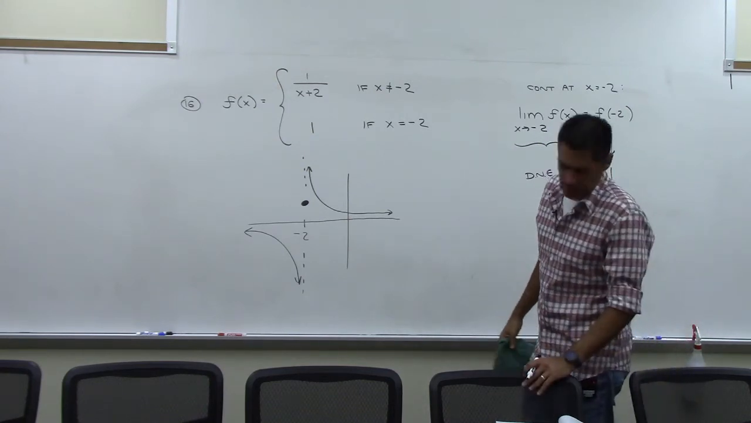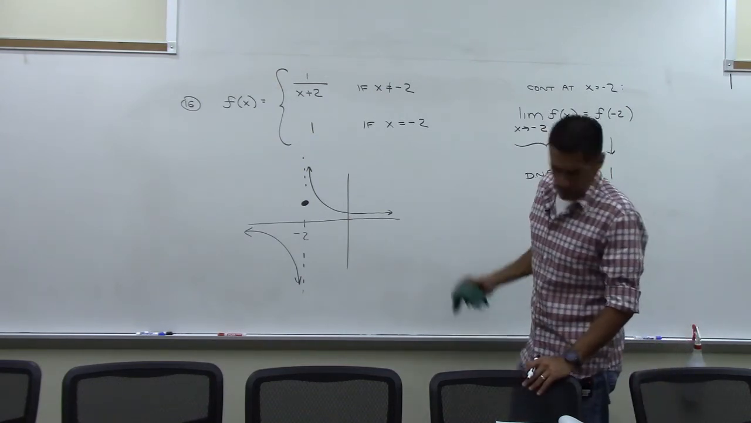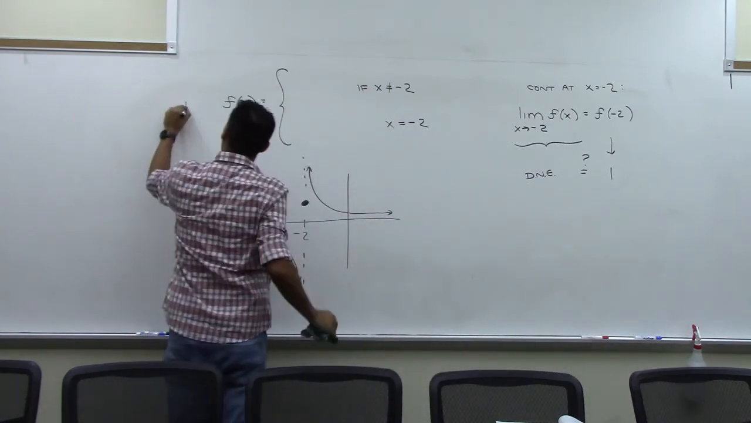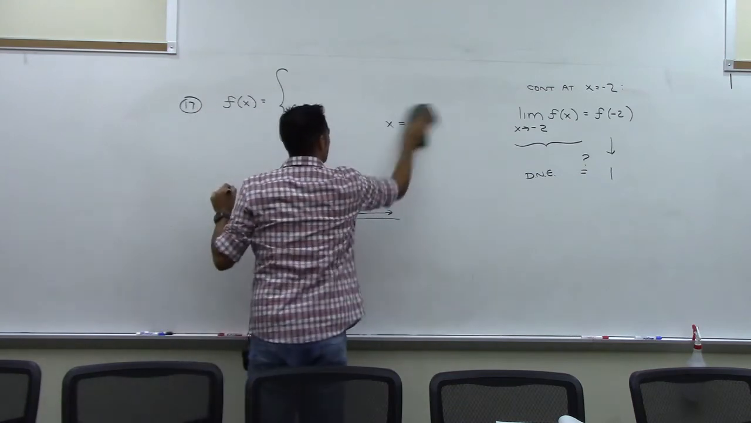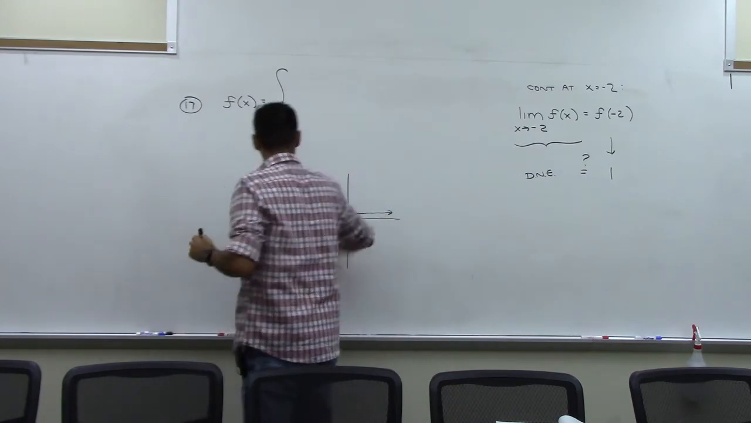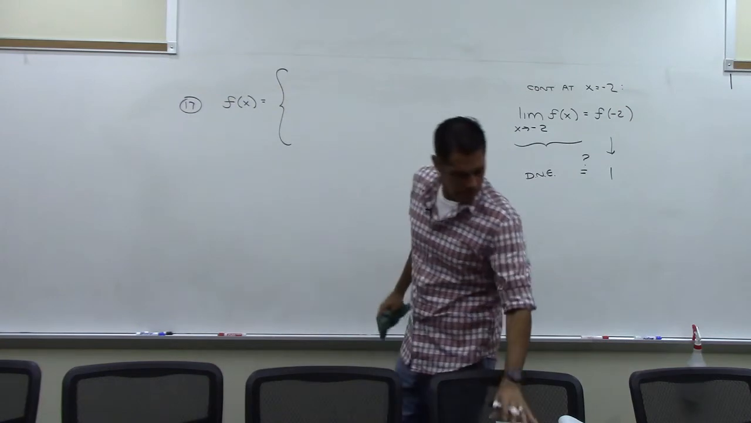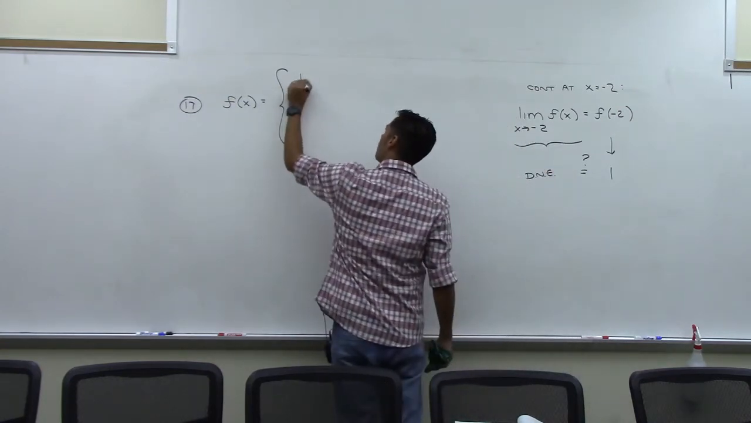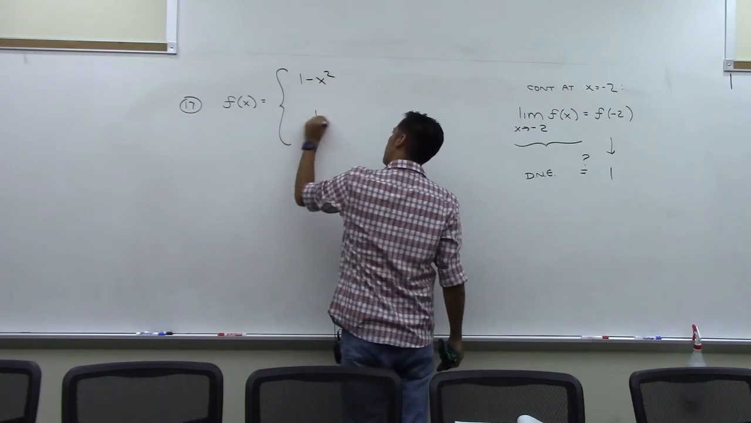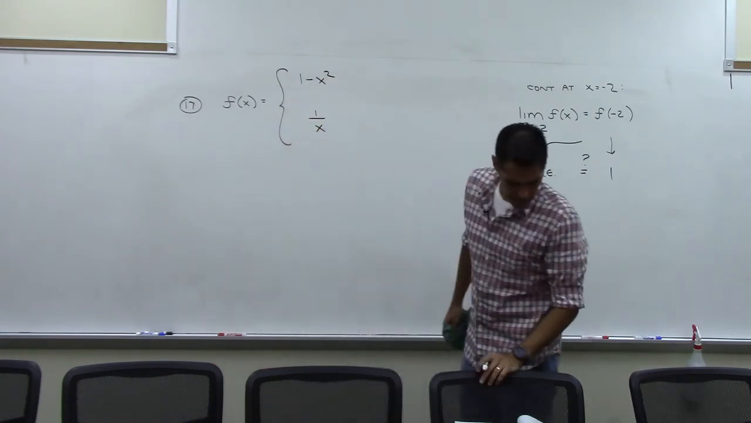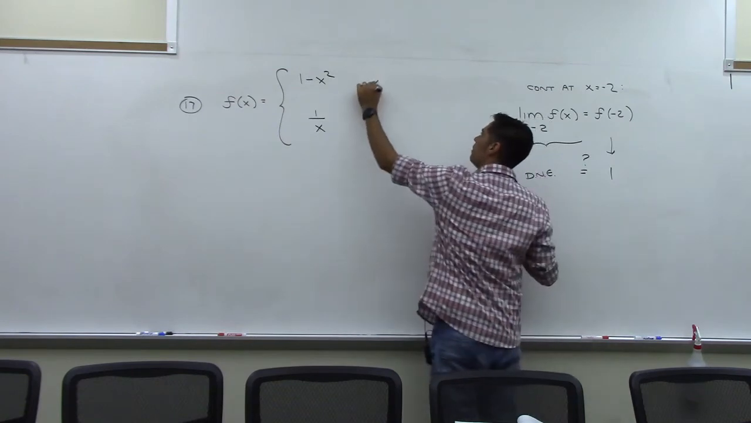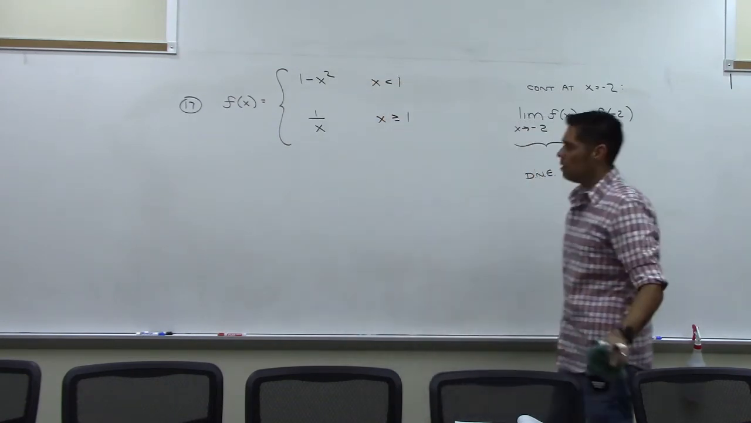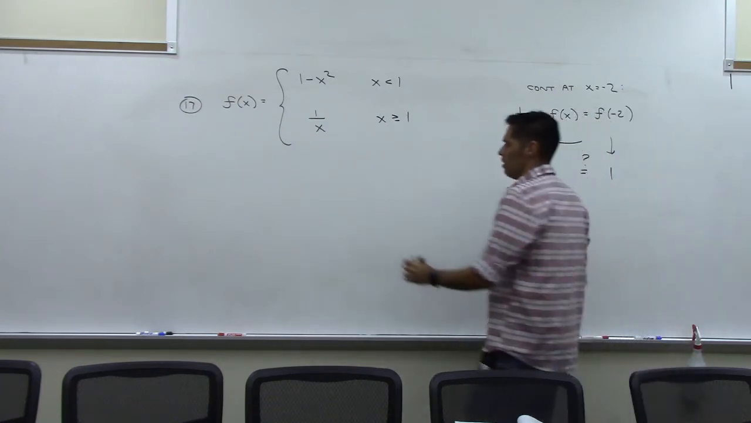Now for 17, it's a different problem, and it's piecewise. So I'm going to have a new picture here. 1 minus x squared and 1 over x. And this is if x is less than 1. This is if x is greater than or equal to 1. All right, so let me first try and draw this.